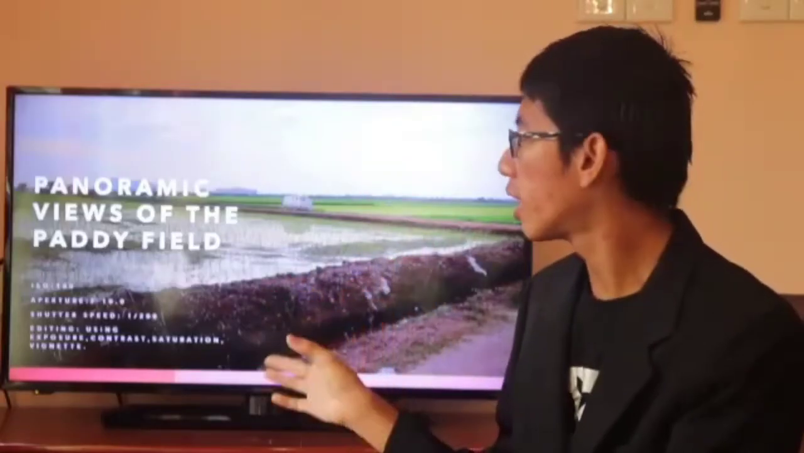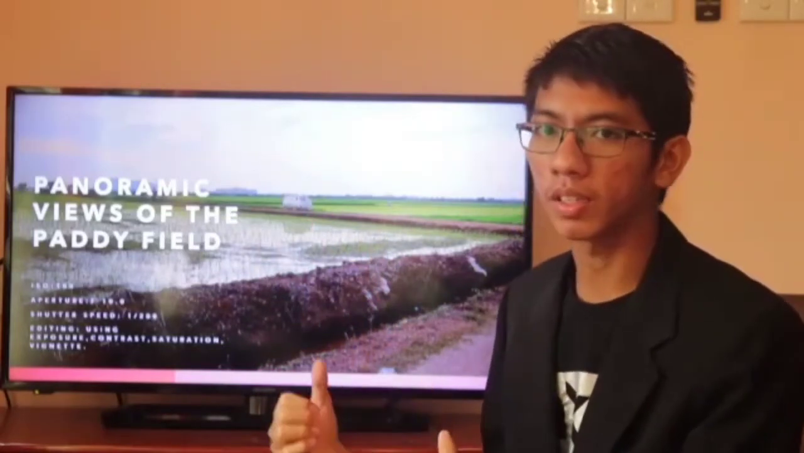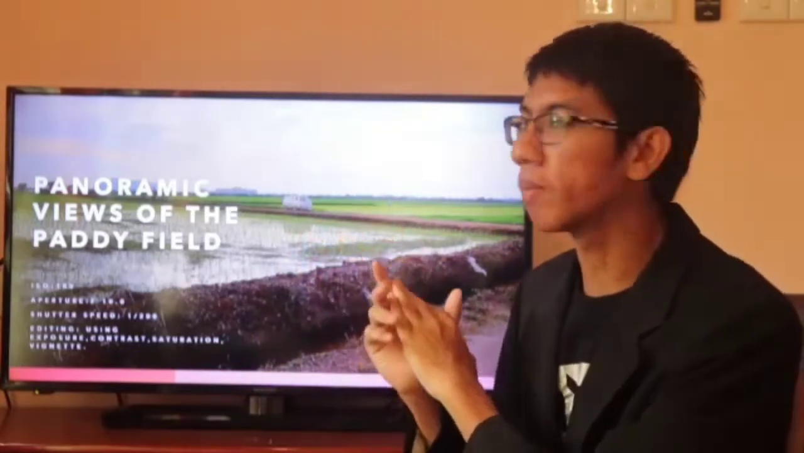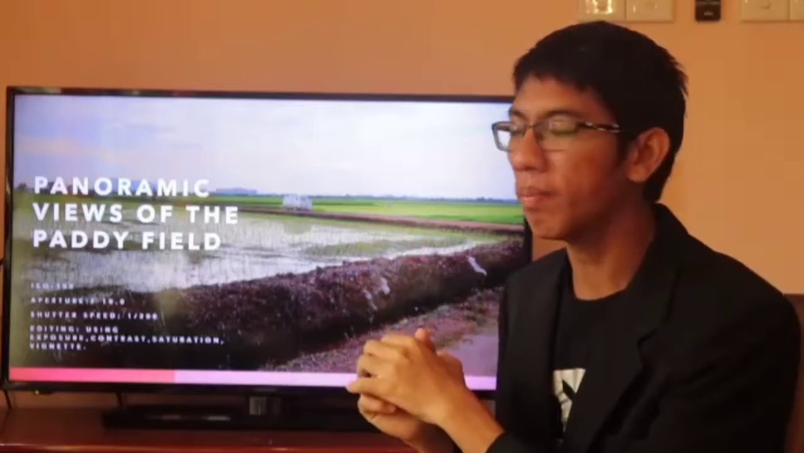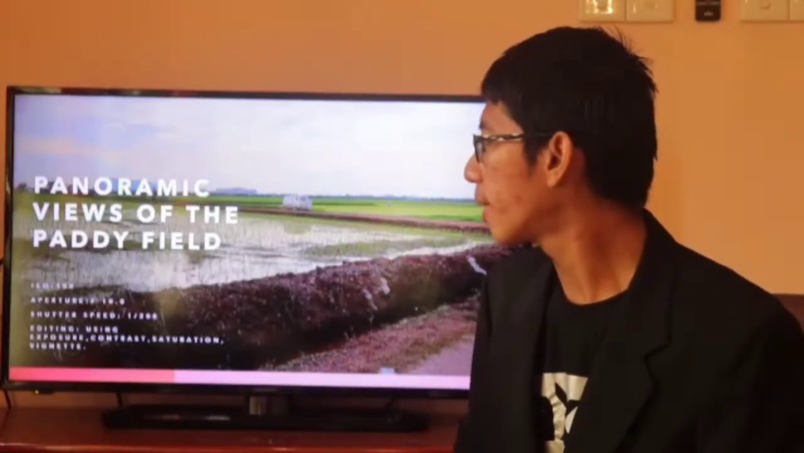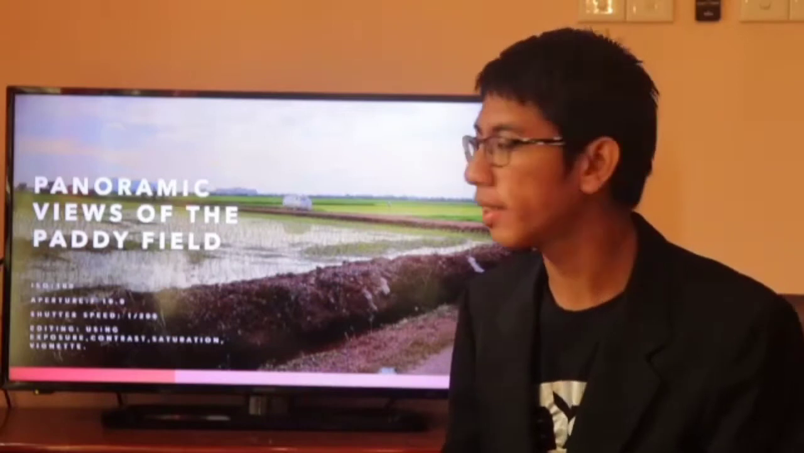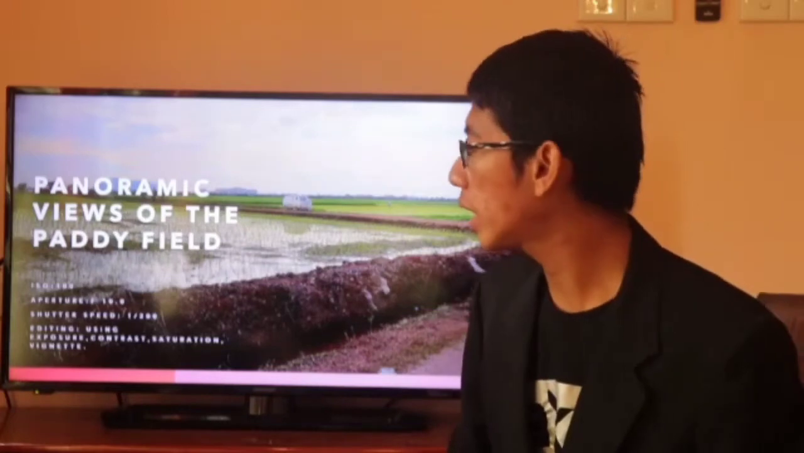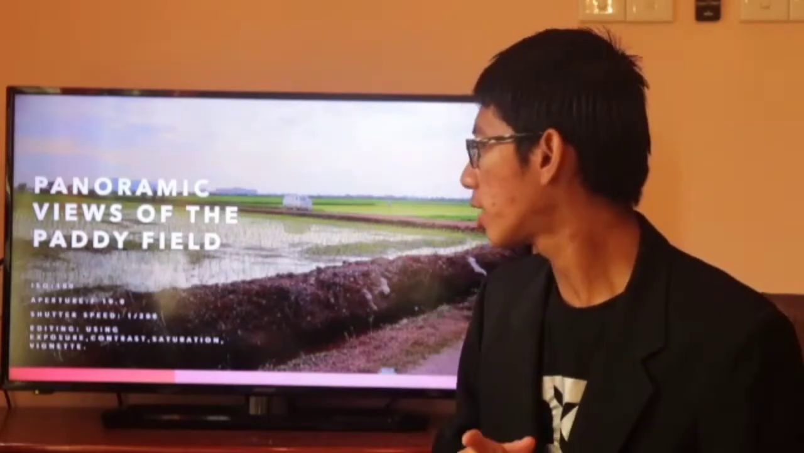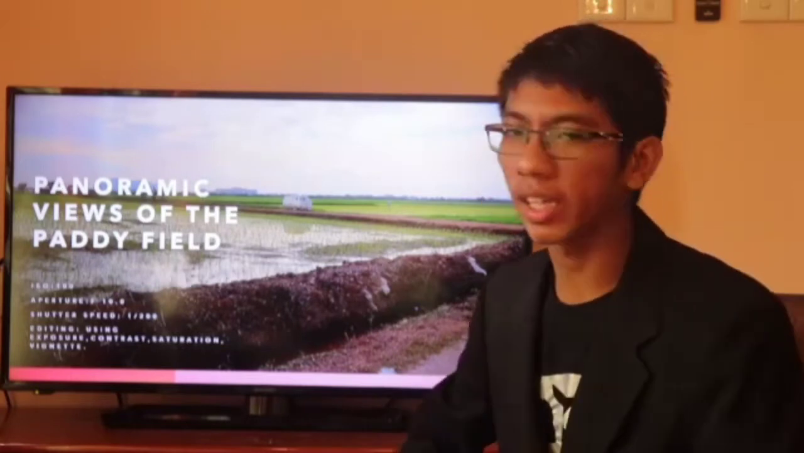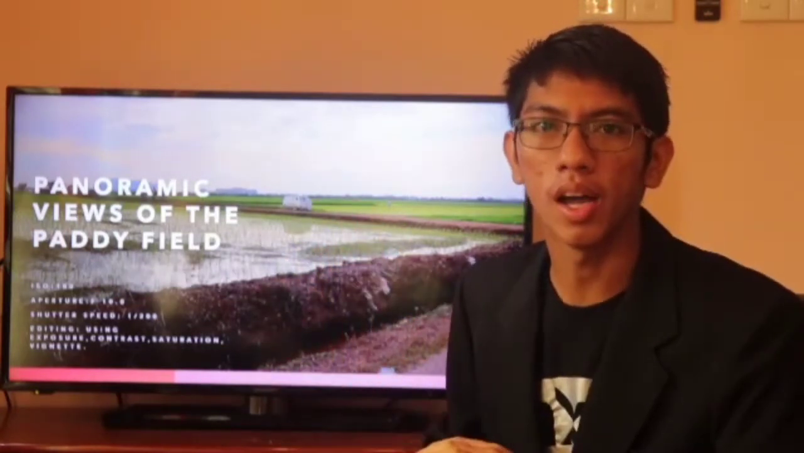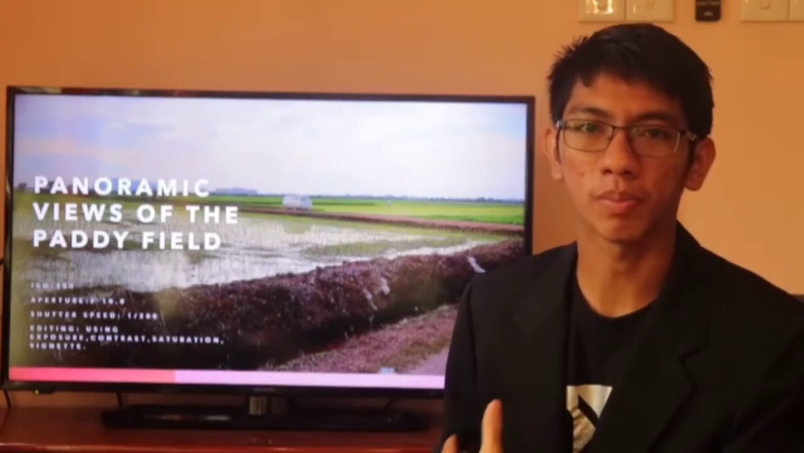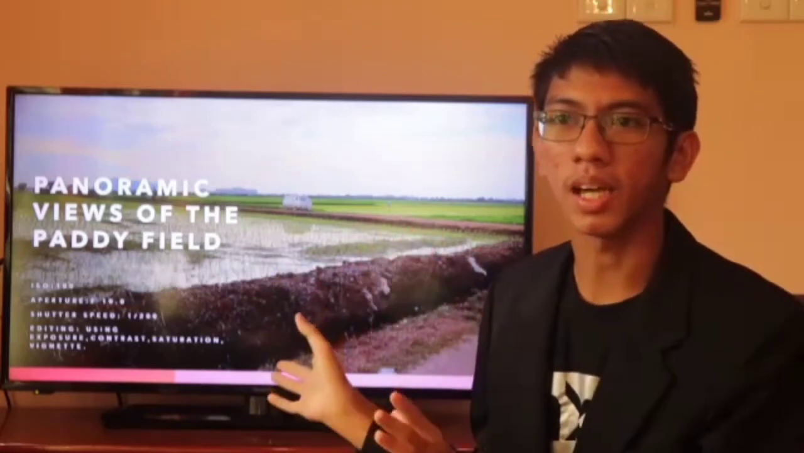For the last picture is the panoramic view of the paddy fields. The time that I shot the picture was around 7 p.m. The ISO for this picture is 100, aperture is f10. For editing, I'm using the exposure, contrast, saturation and vignette because I would like to make the picture darker. Okay, so that's all my explanation of my pictures. I hope this is a good explanation.